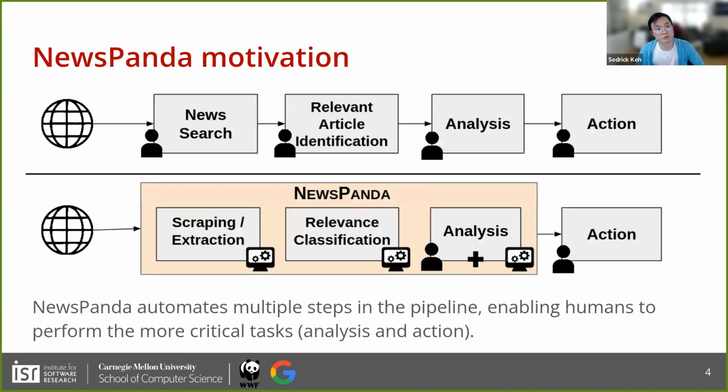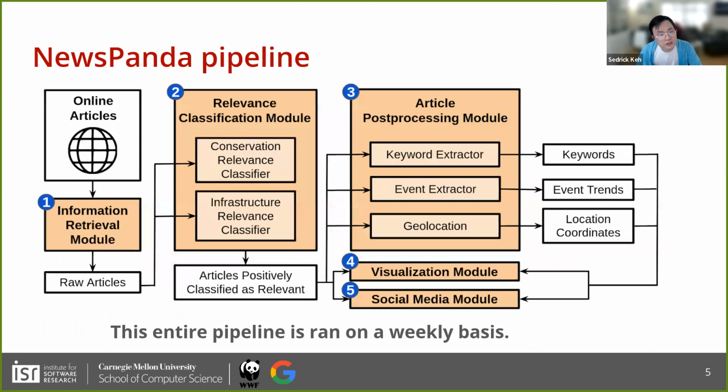The solution we came up with was a toolkit, which we call NewsPanda. NewsPanda automates multiple steps in this pipeline, from scraping and extracting articles to classifying which articles are relevant to performing some basic analysis and insight extraction. And this really frees up the humans in the process to do the crucial tasks of high-level analysis and really acting upon these articles. Here we see the pipeline of NewsPanda. There are 5 key modules in the pipeline, which we'll be going through later on. And this entire pipeline is run on a weekly basis.